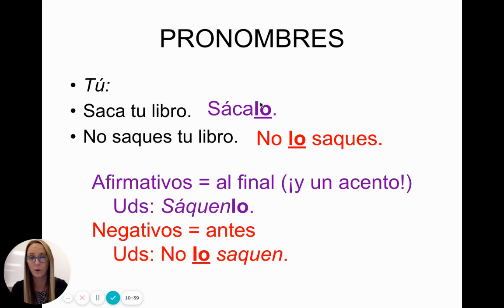So affirmatives, they go on the end, right? Affirmatives go on the end. You should add that to your doc, and they need an accent. Sáquenlo, take it out. But if it's negative, they still go in front. So affirmatives, we attach, negatives go in front. But notice how it's the same verb, saquen and saquen. With the do commands, it was different.